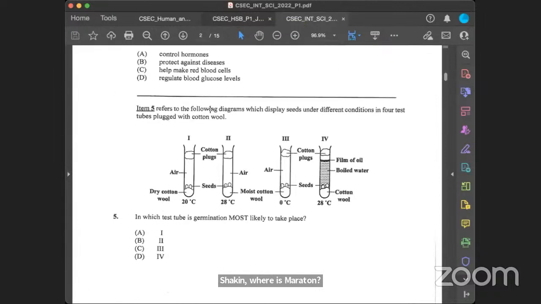Question 5. Somebody read that one. Item 5 refers to the following diagrams, which display seeds under different conditions in 4 test tubes plugged with cotton wool. In which test tube is germination most likely to take place? Dry cotton can't germinate anything. 0 degrees can't germinate anything. Boiled water can't germinate anything. The answer is B, 2.